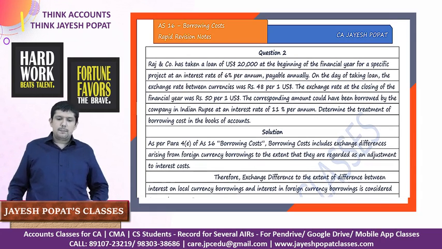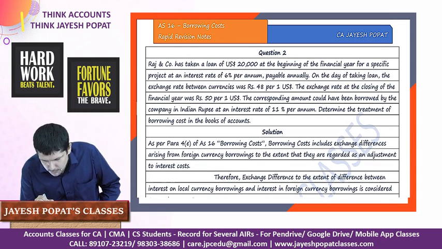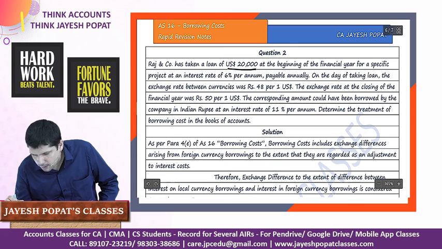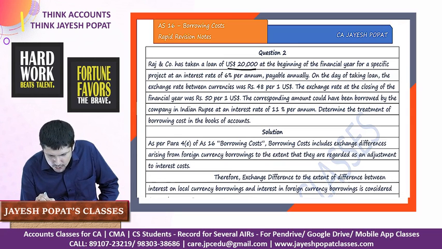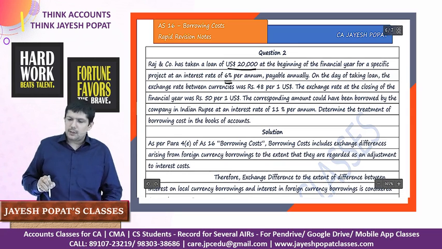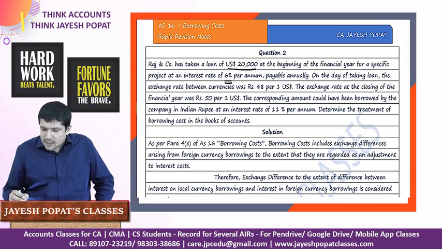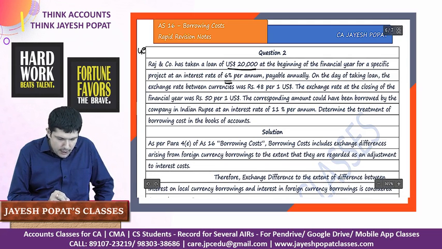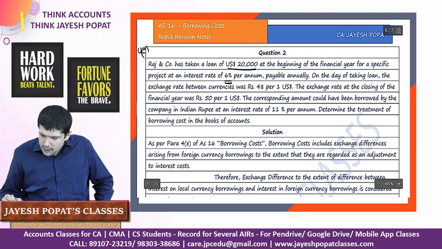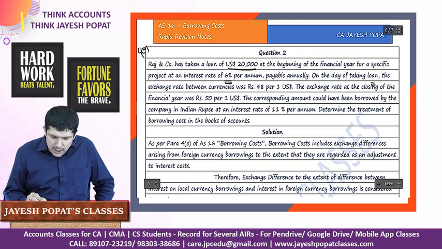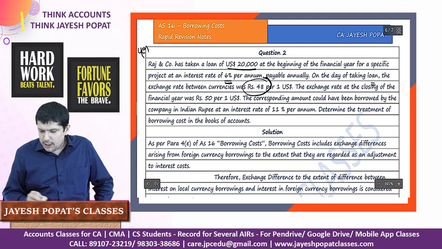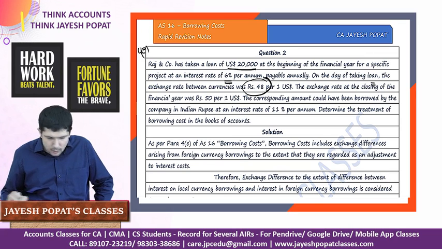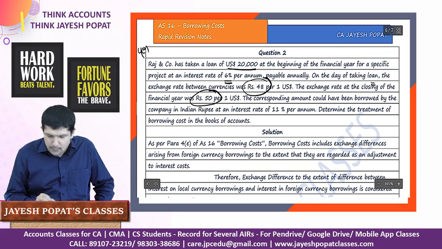It says Raj and company has taken a loan of USD 20,000 at the beginning of the financial year for a specific project at an interest rate of 6% per annum payable annually. So this is in relation to para 4E. On the day of taking the loan, the exchange rate between the currencies was rupees 48 for a dollar. The exchange rate at the closing of the financial year was 50 for a dollar.